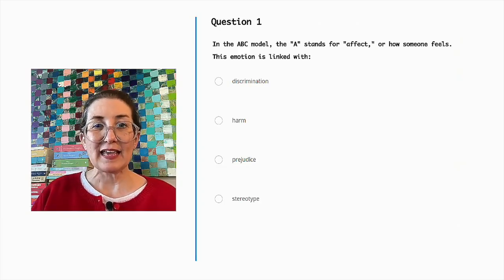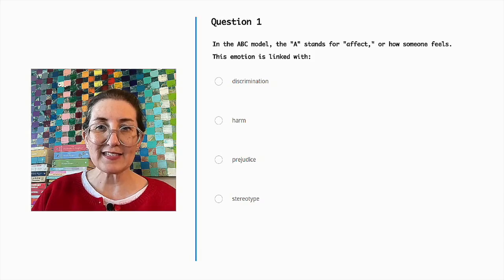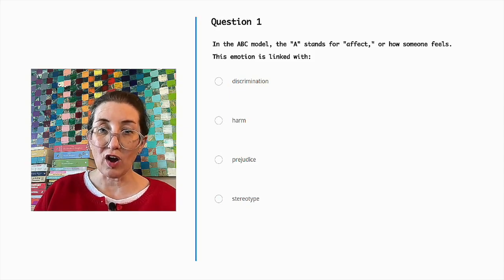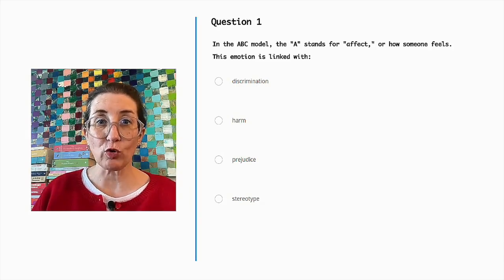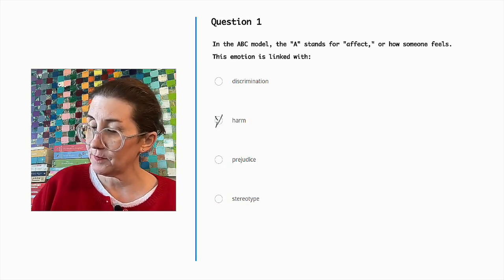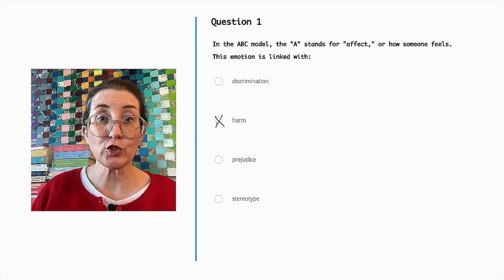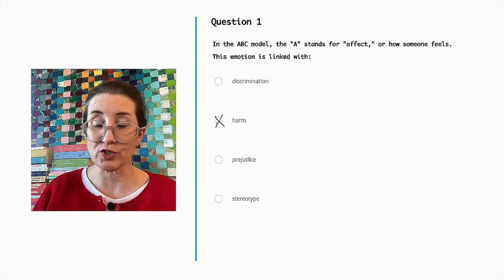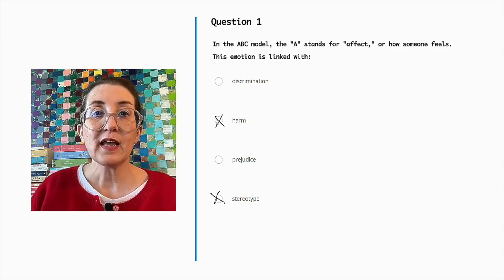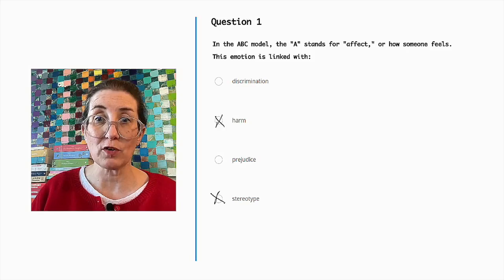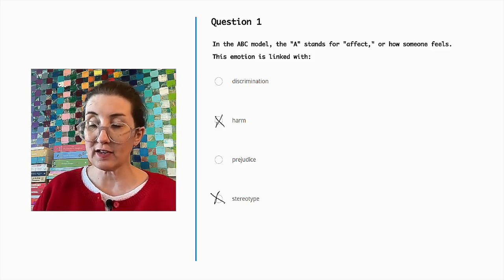Question number 1. In the ABC model, the A stands for affect, or how someone feels. This emotion is linked with discrimination, harm, prejudice, or stereotype. Harm refers to damage or injury, which is not directly related to emotional response. Stereotype refers to an oversimplified idea about a group of people and is more cognitive than emotional. Discrimination is an action based on prejudices and stereotypes, not an emotion.